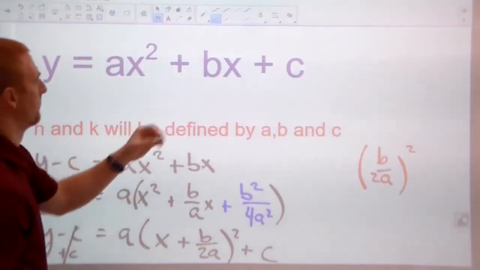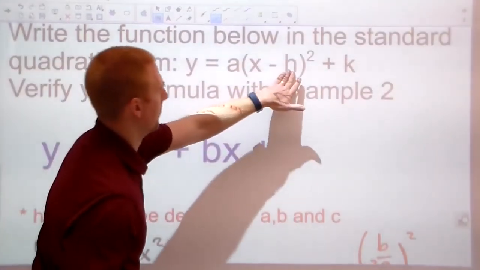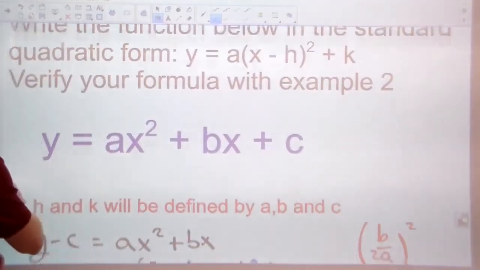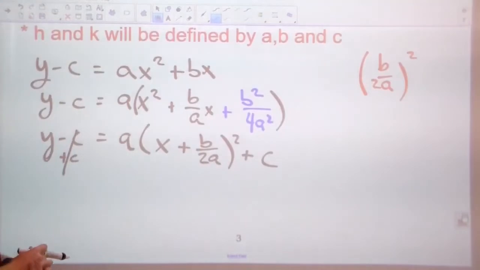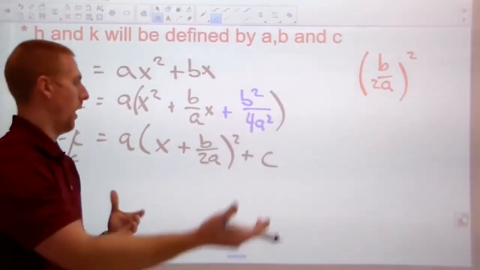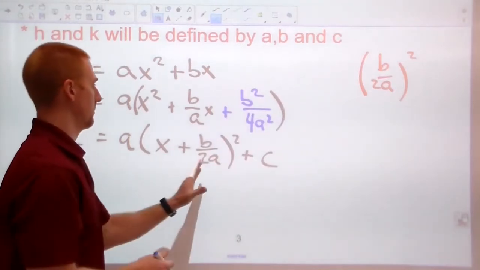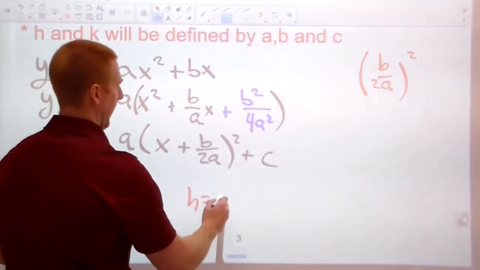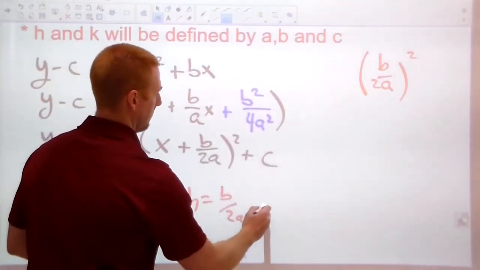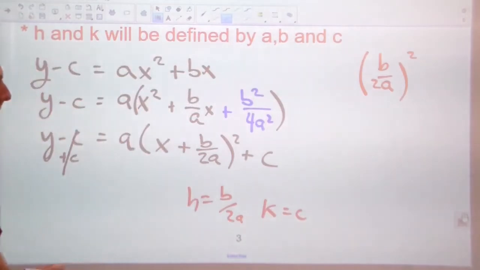If you have a trinomial in this form, and if you want to get your x coordinate for your vertex, your h value, that's going to turn out to be b divided by 2a every time. And if you want to get your y coordinate for your vertex, it's just c. So there's your h and k, and let me just make a note of that. H is b over 2a, k is going to be c. Simple as that if you want to find your vertex.